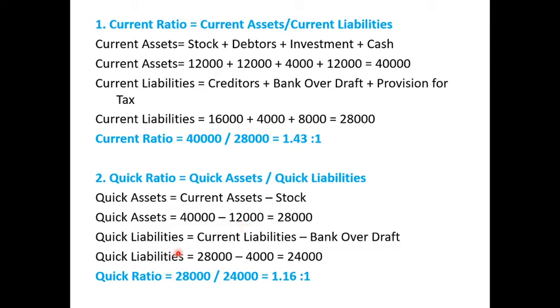Then quick liabilities, the formula is current liabilities minus bank overdraft. Current liability we have calculated 28,000. Bank overdraft that is given in the problem 4,000. Quick liabilities we are getting 24,000. Now quick ratio is equal to 28,000 divided by 24,000 is equal to 1.16:1.